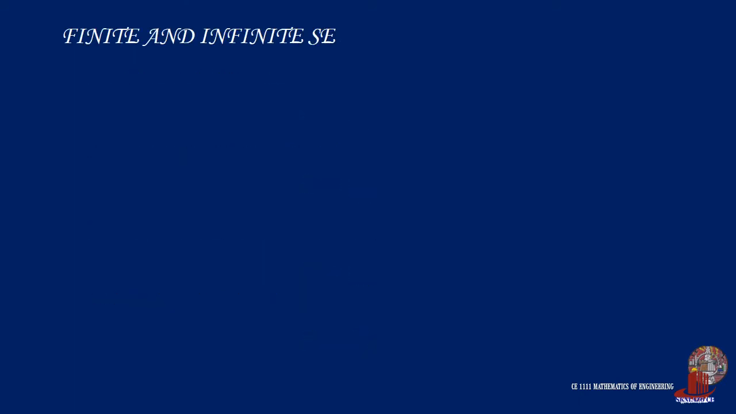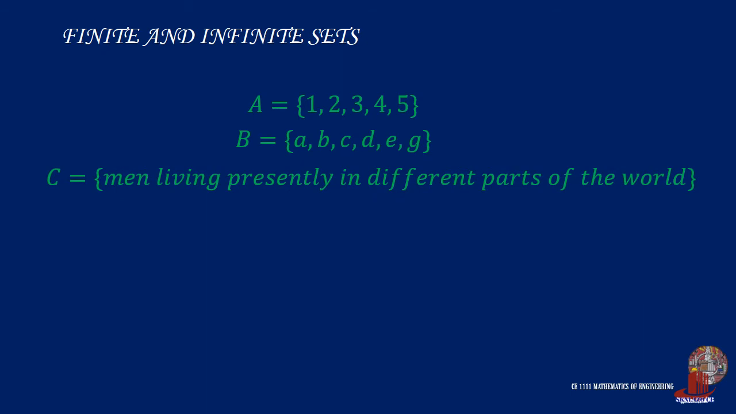Let's consider the following sets. Let set A have the elements 1, 2, 3, 4, and 5. Set B would have A, B, C, D, E, and G. And set C have the elements of men living presently in different parts of the world. We observe that A contains 5 elements and B contains 6 elements. How many elements does C contain? As it is, we do not know the number of elements in C, but it is some natural number which may be quite a big number.